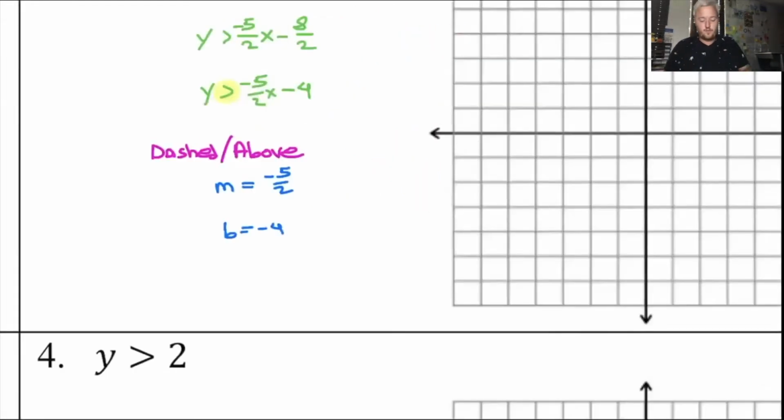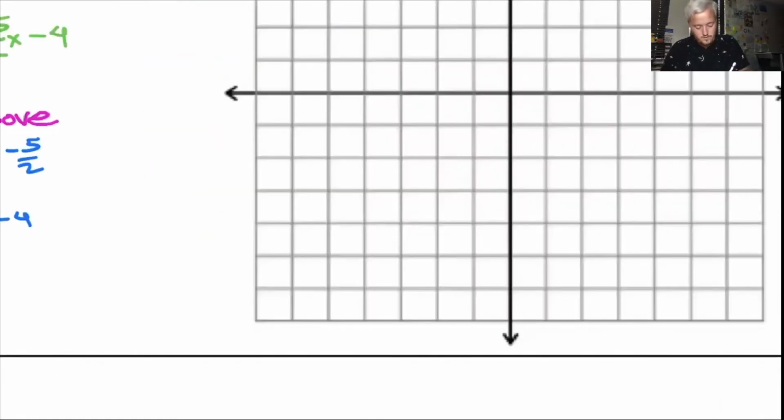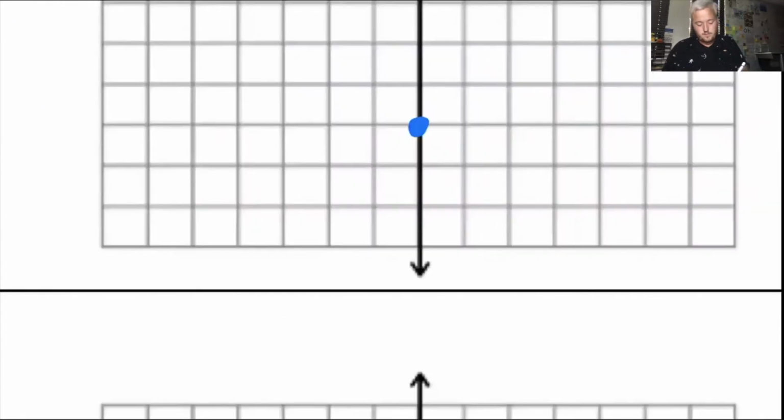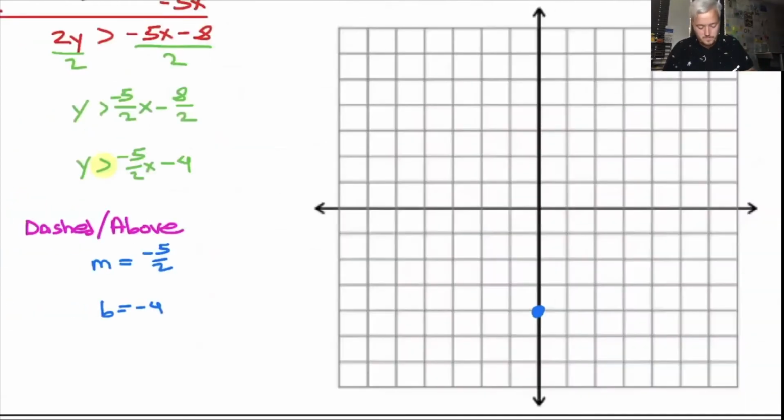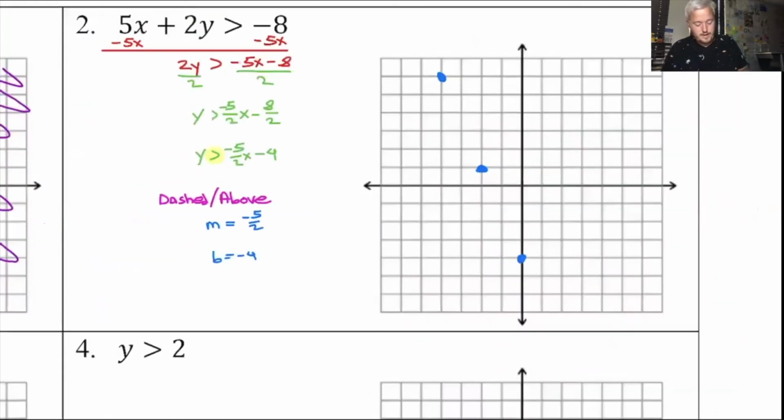So you're going to start at negative 4, and then you want to apply the slope of negative 5 over 2. But if you look here, 1, 2, 3, you can't do negative 5 over 2. So what that tells you is you have to go the other way. So instead of going down 5, I'm going to go up 5. 3, 4, 5, then left 2. So 1, 2. So I'm going to put a point here. All right, so I'm going to go again. So 1, 2, 3, 4, 5, 1, 2. All right, so I want a dashed line.